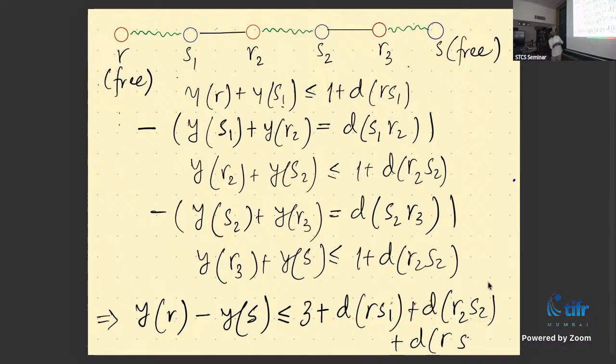There are plus ones, which is why you have the 3 here. And then you have the distances. This is at most the edges from the optimal solution, because the edges from the matching come with a minus sign, so I can ignore them since I'm putting a less than or equal.